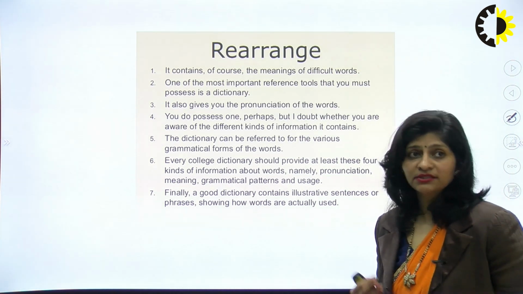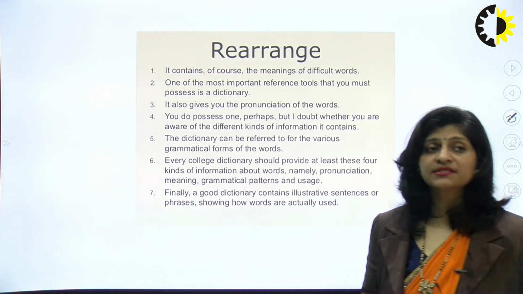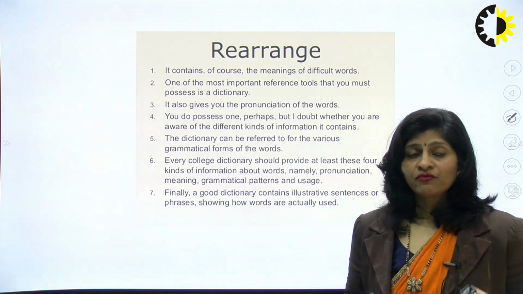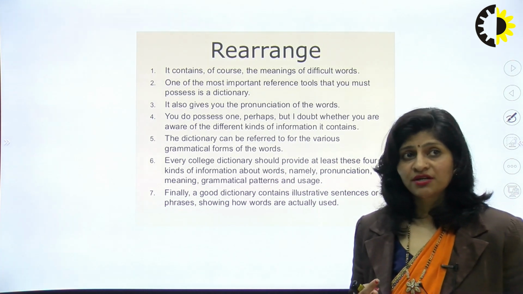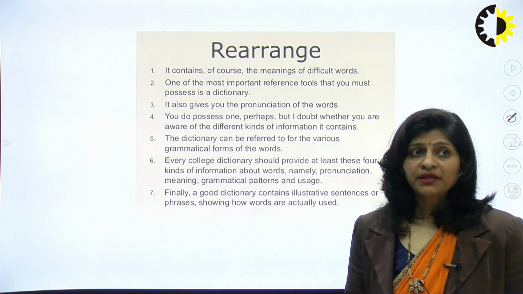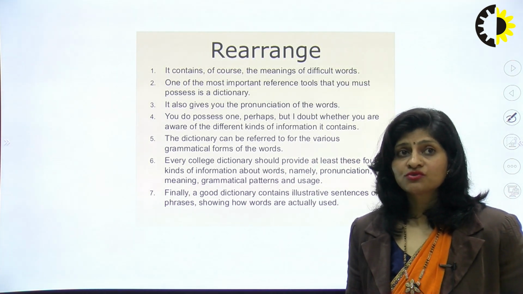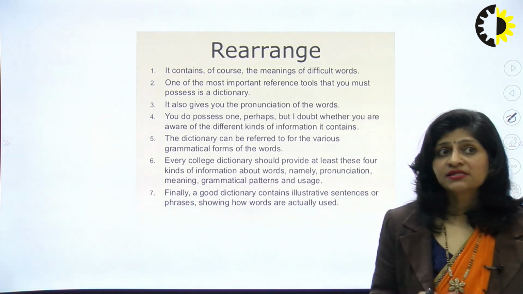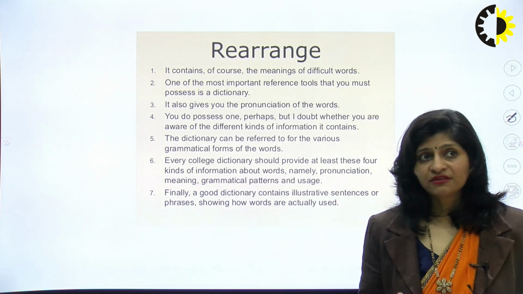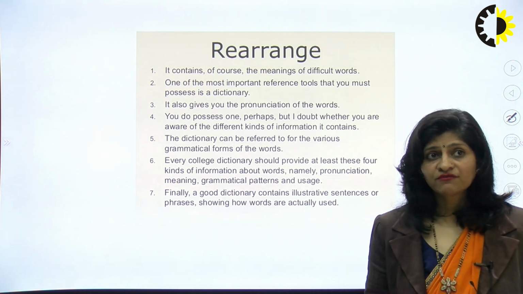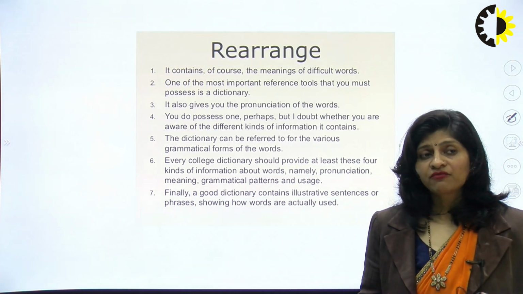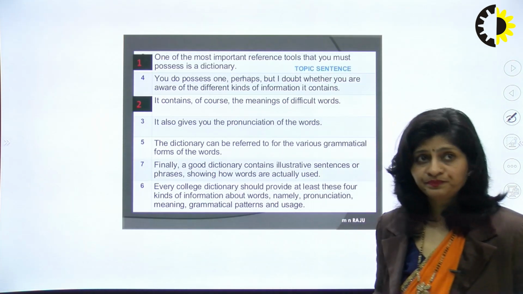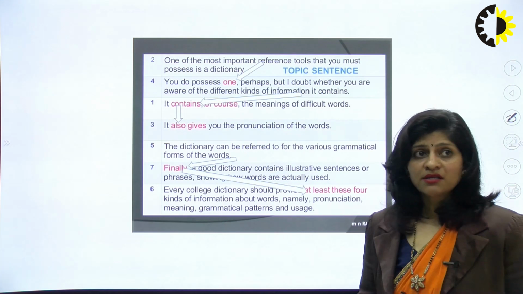So if we see this paragraph, or you can say if we see these sentences, then first what should be the first important line? That is talking about dictionary, right? So it means that one of the most important reference tools that you must possess is a dictionary. So this is the topic sentence, and it contains, of course, the meaning of difficult words. It also gives you the pronunciation of the words. So obviously then we need to mention what are the advantages, and then what should be the final line. So let me show you the answer of this question.